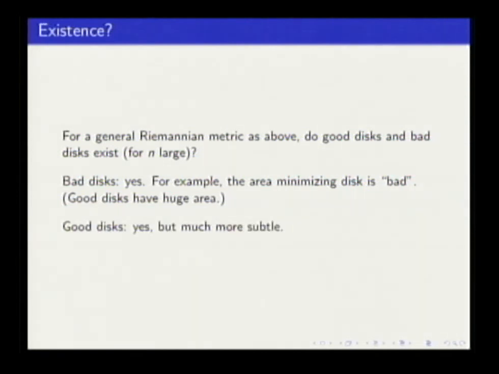What about good disks? It turns out when n is large, good disks also exist. When n is large, it's easy to see there are going to be some minimal embedded disks that are not like the helicoid. But how do we know that when n is large, there has to exist a minimal disk that is like the helicoid? The answer is yes, but that's much more subtle.